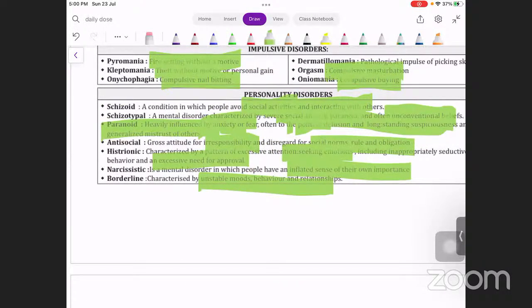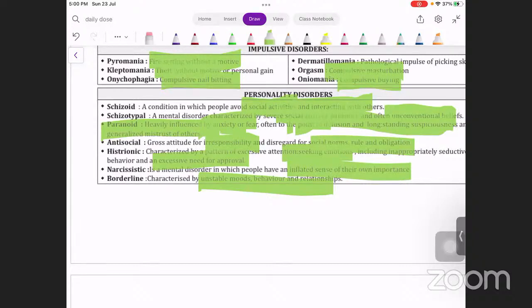Schizoid, schizotypal, paranoid, antisocial, histrionic, narcissistic, and borderline. Borderline, you can easily recognize in patients with cuts, where the patient has unstable mood, suicidal threats, and failed relationships.